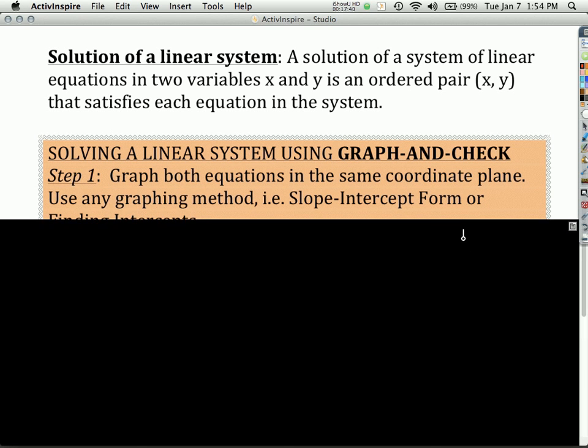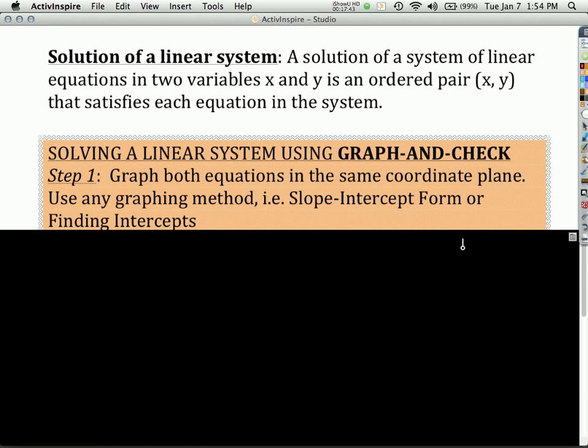Step 1. Graph both of the equations in the same grid. You can use any method that you would like to graph. During the warm-up, we had some people say they used intercepts, and we had other people who said they used slope-intercept form. Both methods are appropriate. Both methods are wonderful.